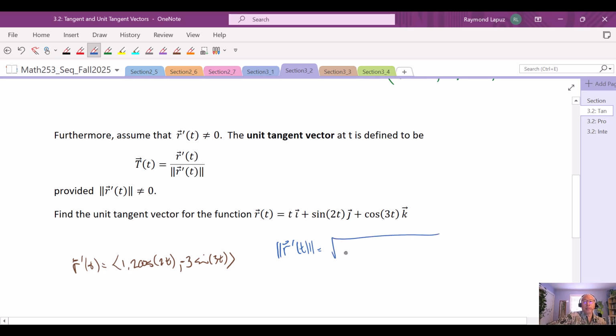And that is going to be the square root of 1 squared plus (2 cosine 2t) squared plus (3 sine 3t) squared. Now technically it's a negative sign, but it's going to get squared anyway, so it'll become positive. And I'm afraid there's no simplifying this much further, so we're just going to have to leave it like that.